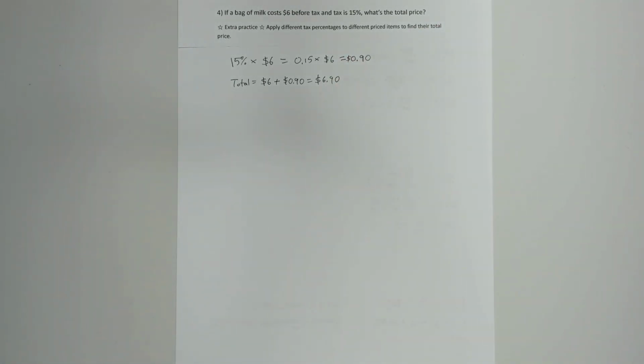And for extra practice, apply different tax percentages to different priced items to find their total price. You could even go out to the store and buy something, figure out what the percent is in your area, and then apply the percentage to the thing and see if you actually got the right price before you go to the cashier and they just use the computer to calculate it. So you could have some fun with that. But let's move on to question 5.